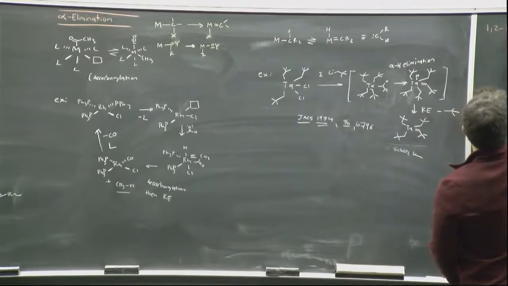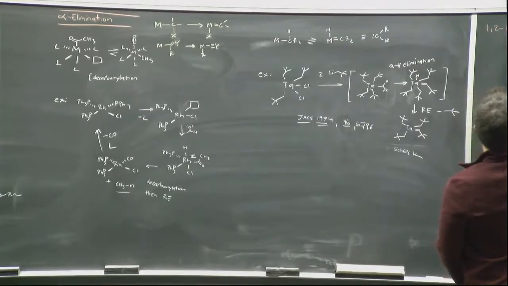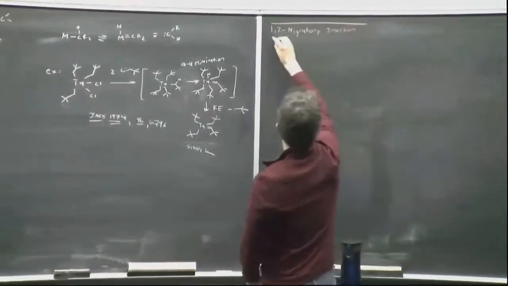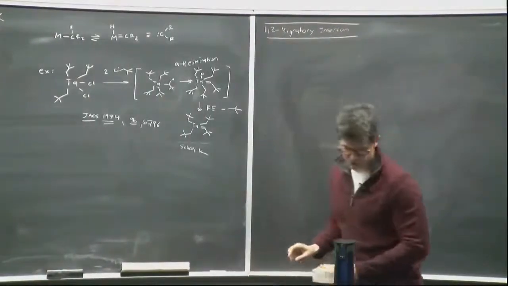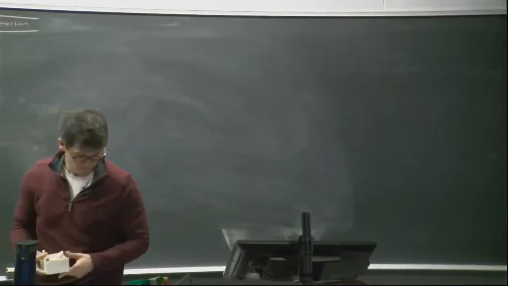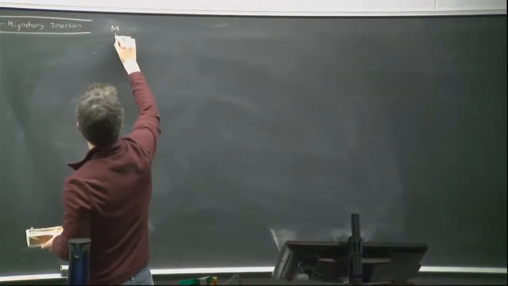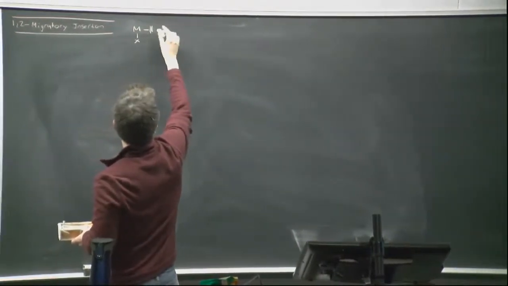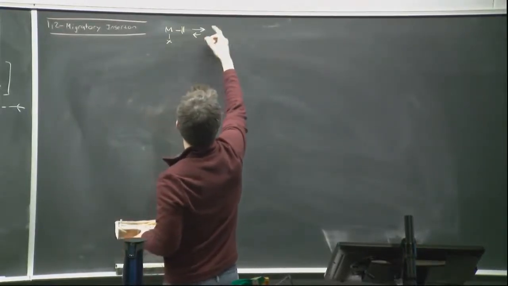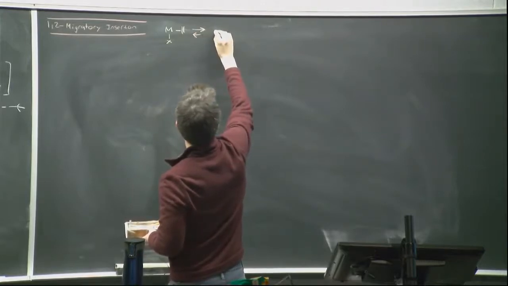The other types of insertion and elimination. This is 1,2 migratory insertion, and then its reverse, beta elimination. And so, as we mentioned, these reactions are of the general type, typically transferring a group to a coordinated alkene or alkyne.